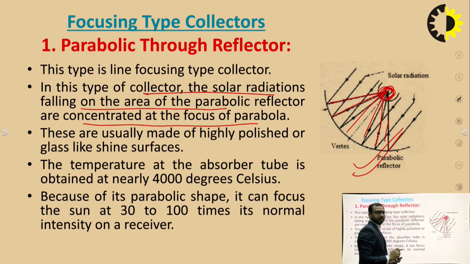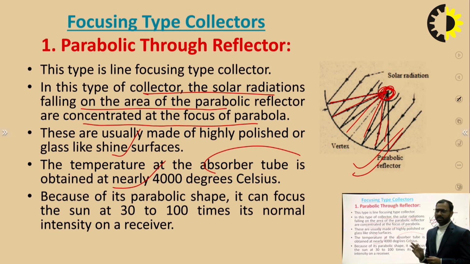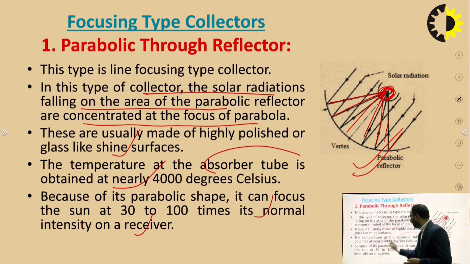And these are usually made up of highly polished glass-like shiny surfaces, and the temperature at the absorber tube is obtained at nearly 400 degrees Celsius in the case of this parabolic trough reflector. And because of its parabolic shape, it can focus the sun at 30 to 100 times its normal intensity on a receiver.